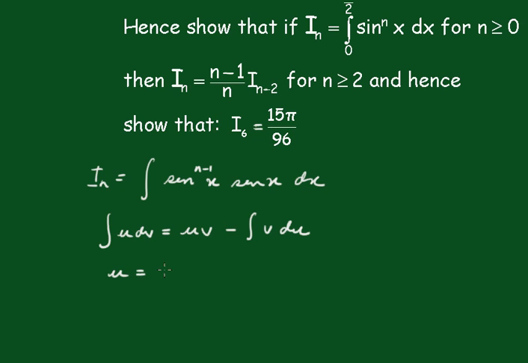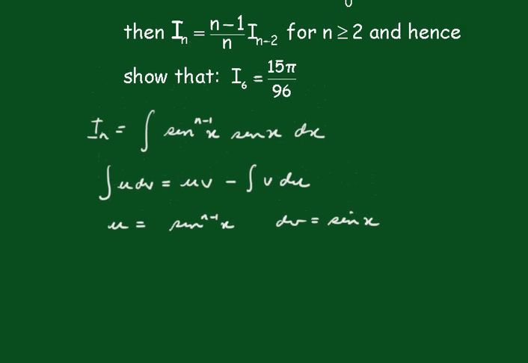My u is going to be equal to sin to the n minus 1 x, and my dv equals sin x. Now just be very careful here when you integrate. I'll differentiate first. du equals n minus 1 times sin of x to the n minus 2. Look inside and differentiate that, and you just get positive cos x. Now here, the v, when you integrate that, you'll get minus cos x. Just watch the sign.